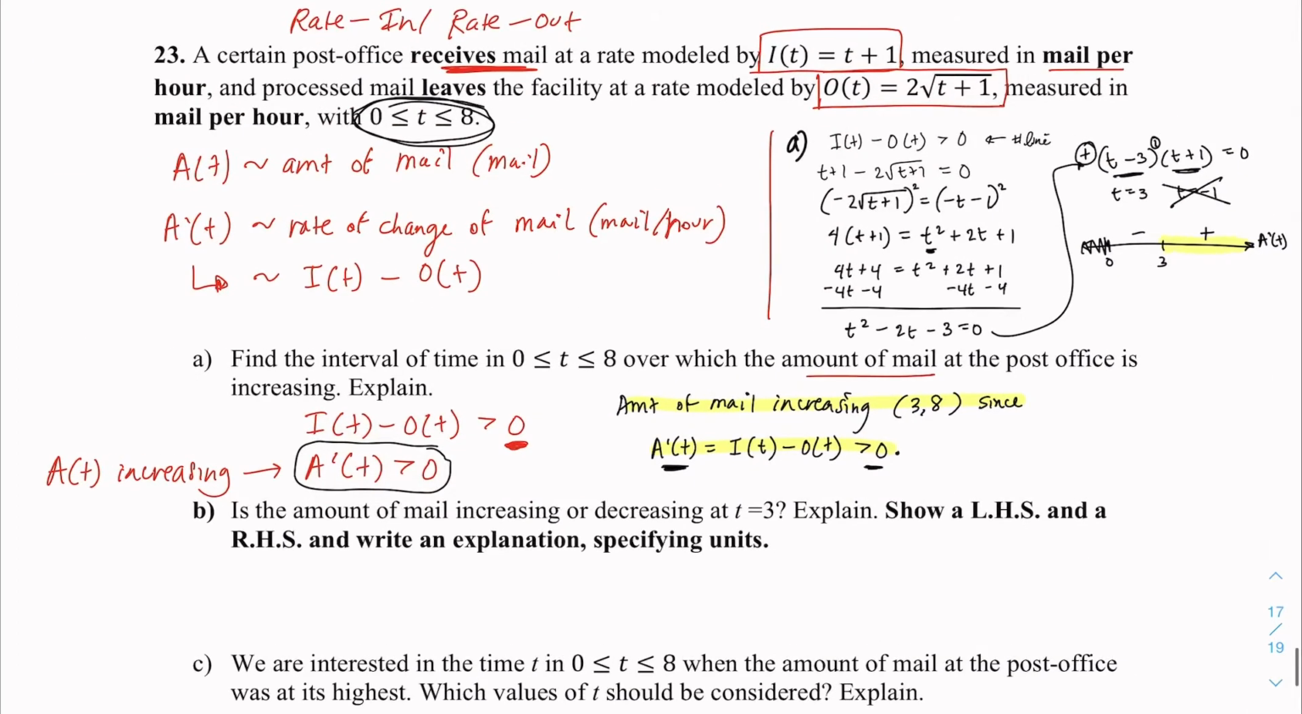Awesome. Let's go to part B. Is the amount of mail increasing or decreasing at time 3?